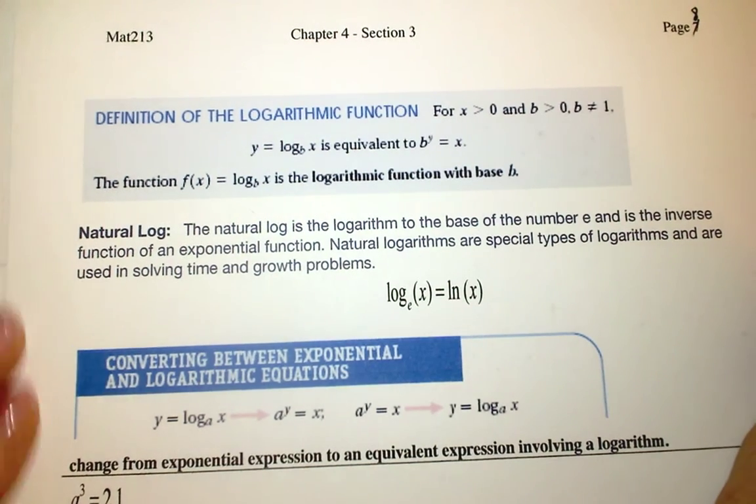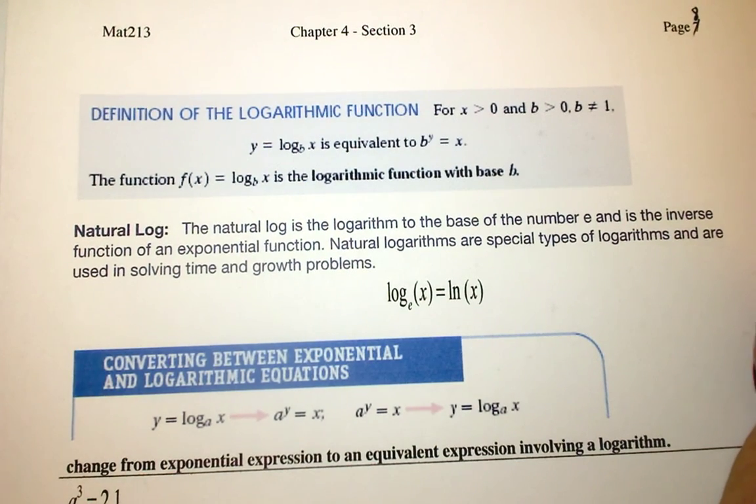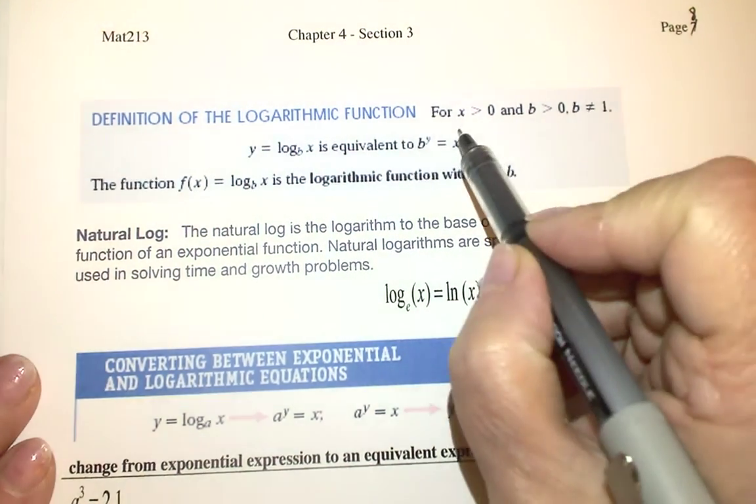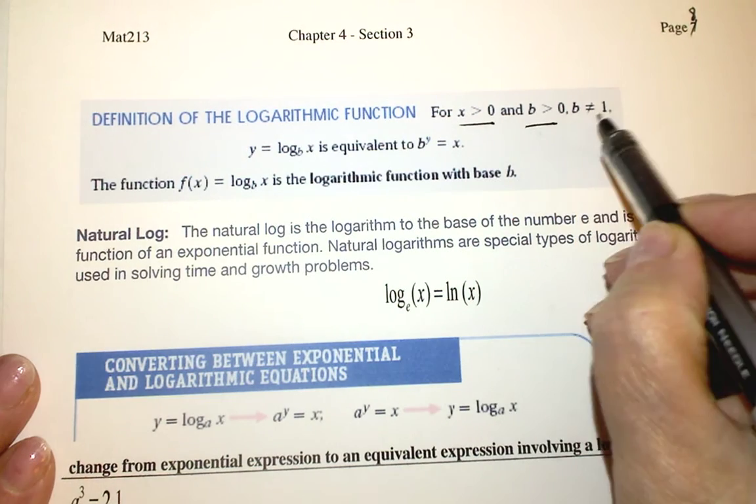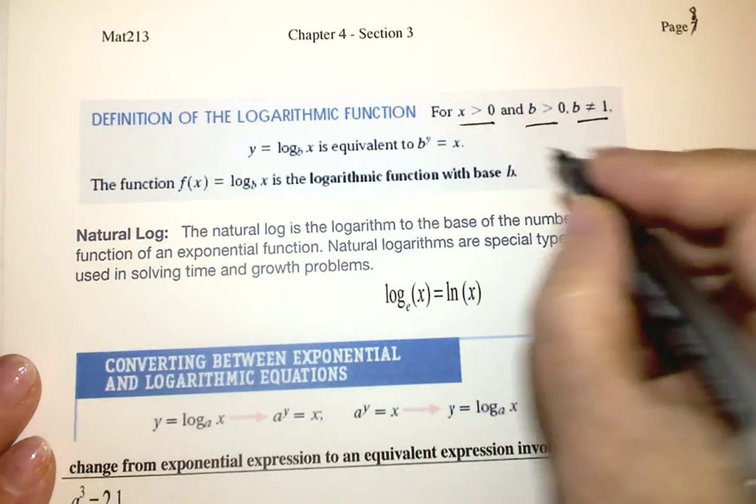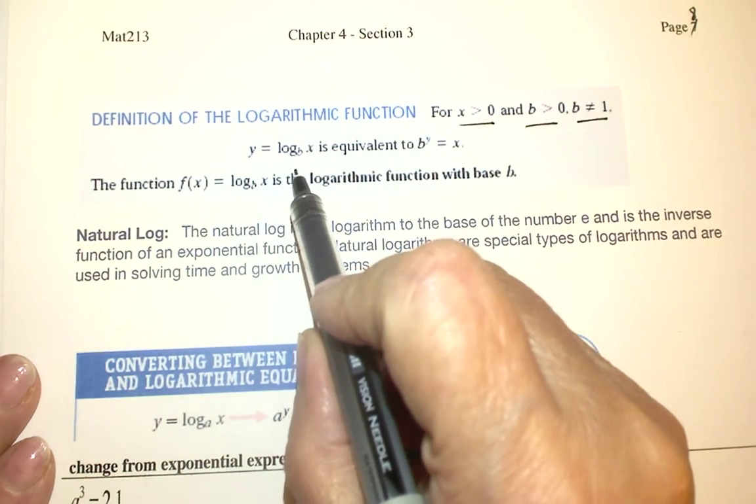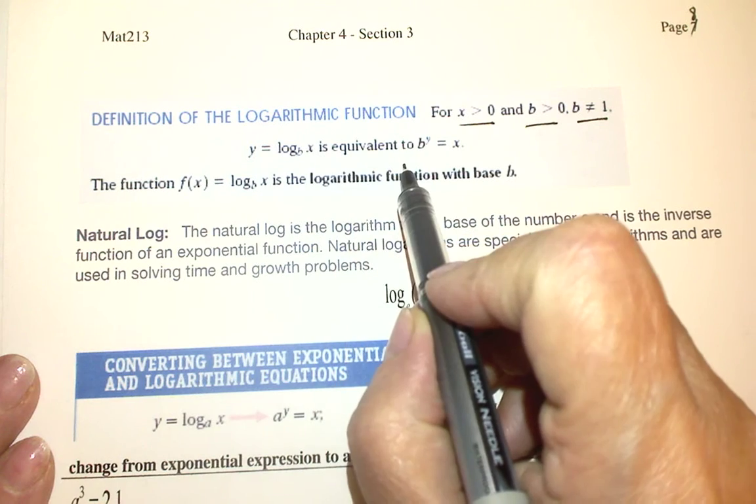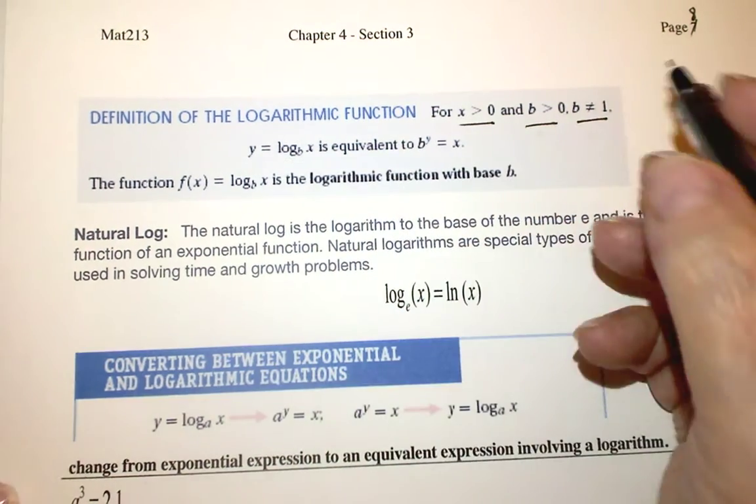We're now going to be working with the logarithmic function. The logarithmic function states that for x greater than 0, b greater than 0, b not equal to 1, y equals log base b of x is equivalent to b to the y equals x.